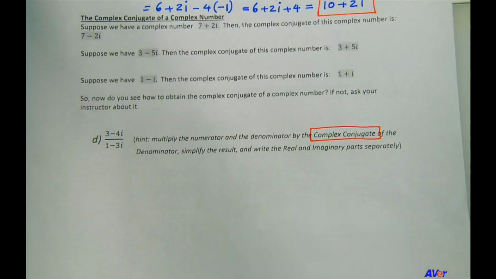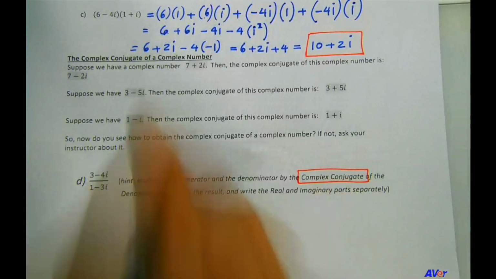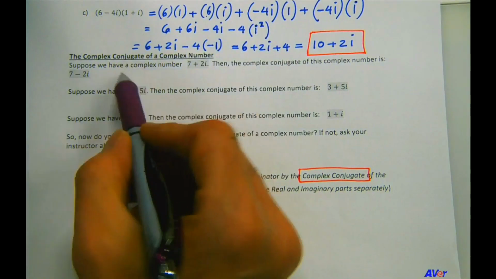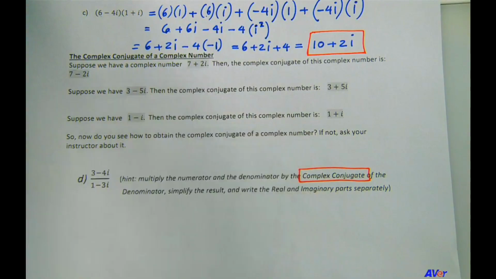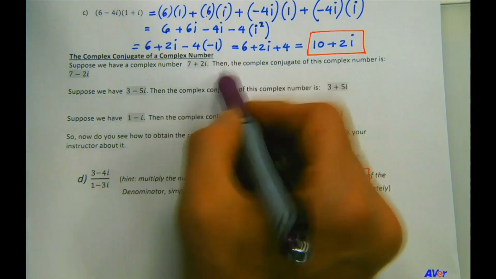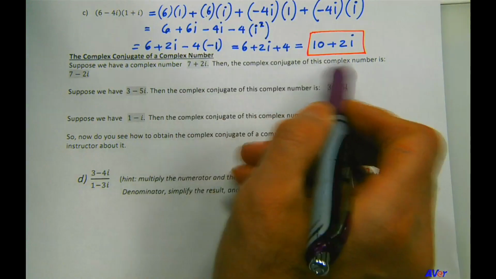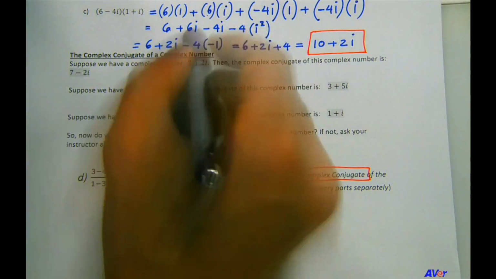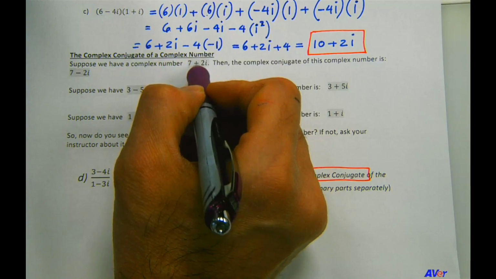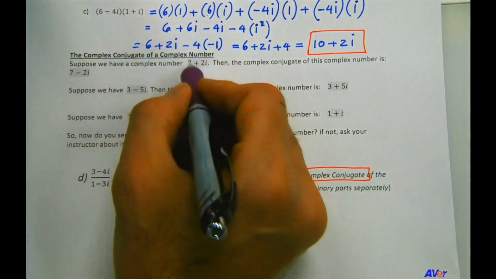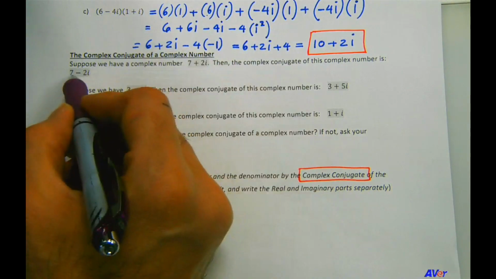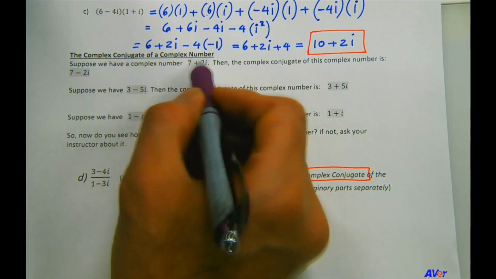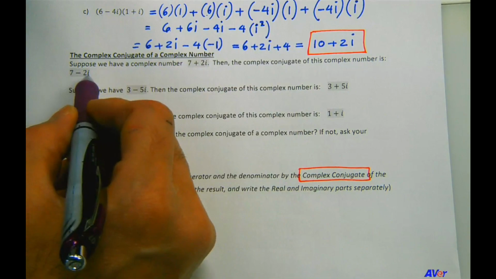So what is a complex conjugate then? Okay, so that's what this segment explains. So suppose we have a complex number 7 plus 2i, right? Then the complex conjugate of this complex number is 7 minus 2i. So just change the middle algebraic sign to its opposite. If this was 7 minus 2i, the complex conjugate would be 7 plus 2i. Now it is 7 plus 2i, so the complex conjugate of this would be 7 minus 2i.